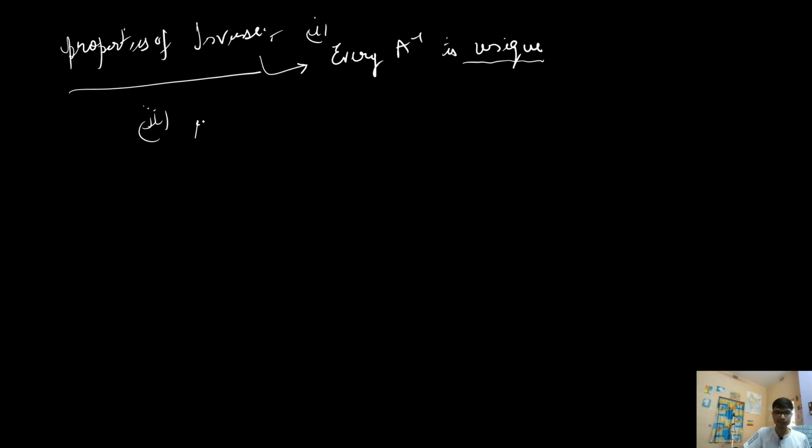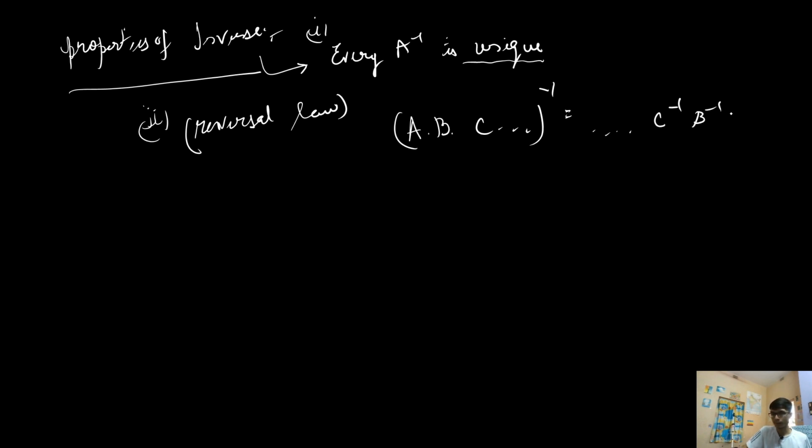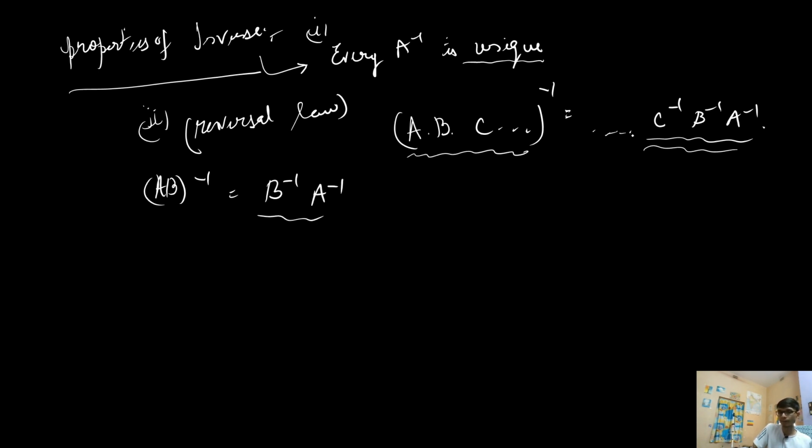Next is known as the reversal law, which we already studied in the case of adjoint and also in the case of transpose. The same thing applies here: if I take the product of A into B into C and so on, and then take the inverse, the result will be nothing but so on into C inverse, B inverse, A inverse at the end. This can also be written as the inverse of AB is equal to B inverse into A inverse, and a similar approach can be used if this is given. I hope this is clear.